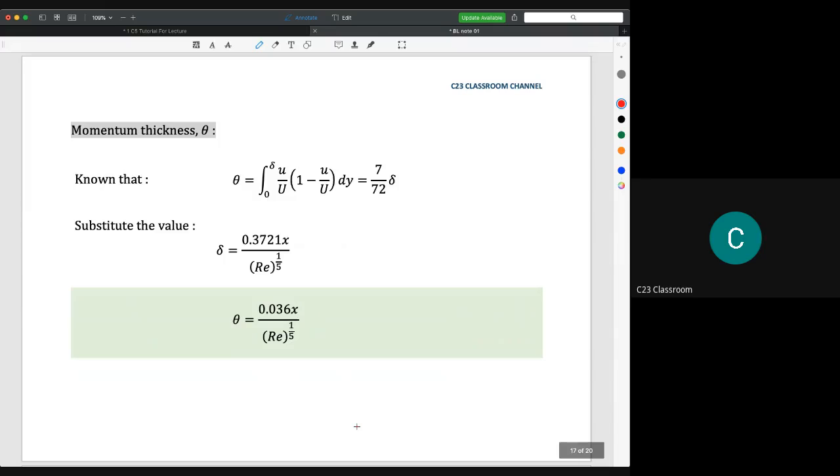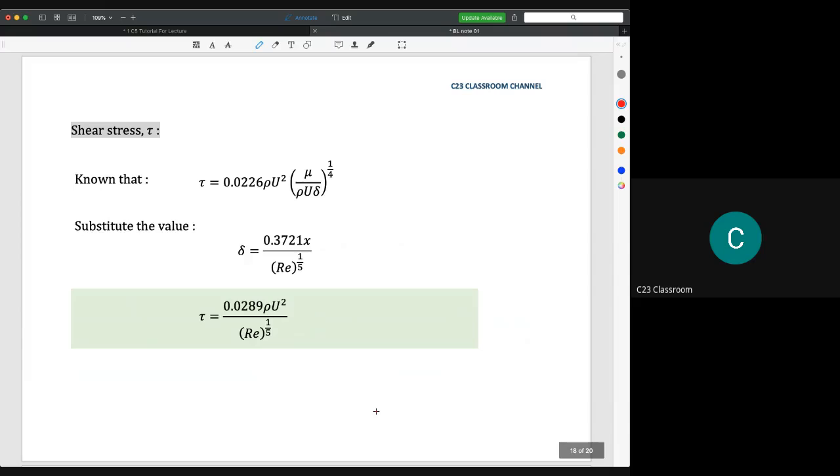And then again we can determine the momentum thickness. Previously we got 7 over 72 delta. We substitute the value of delta, and then we get this value for the momentum thickness.